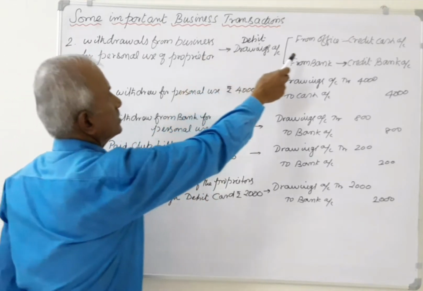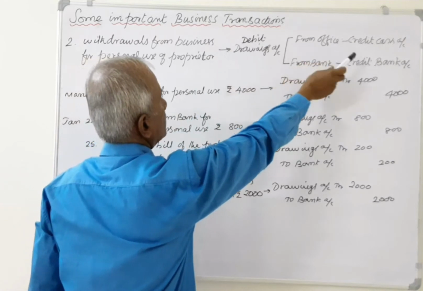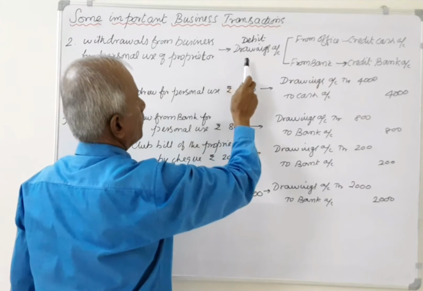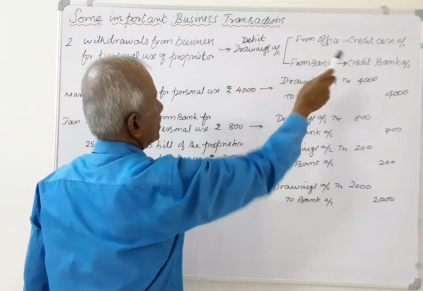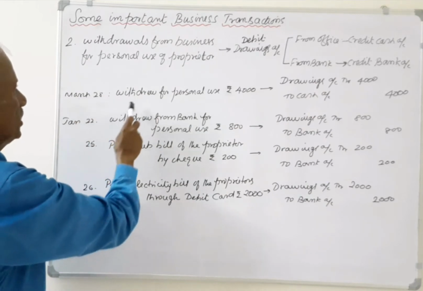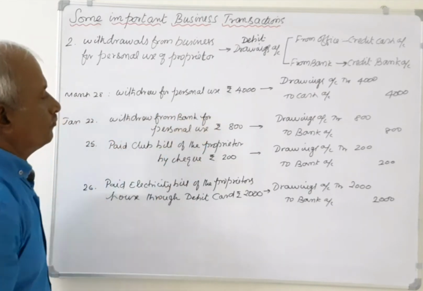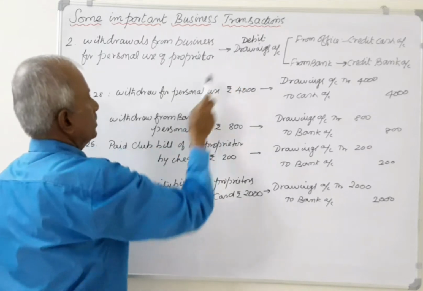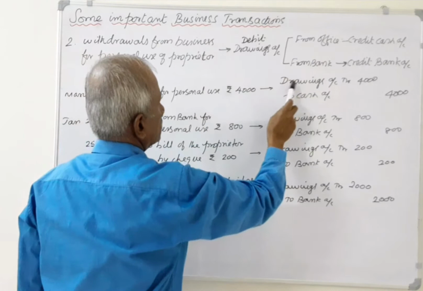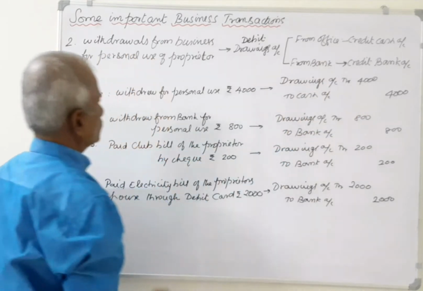So the journal is: money is drawn from office, drawings account debit to cash. If it is drawn from bank, drawings account debit to bank. Let us see some examples. March 28th, withdrew for personal use 4,000. Personal use, so debit drawings account. From office, drawings account debit to cash 4,000.